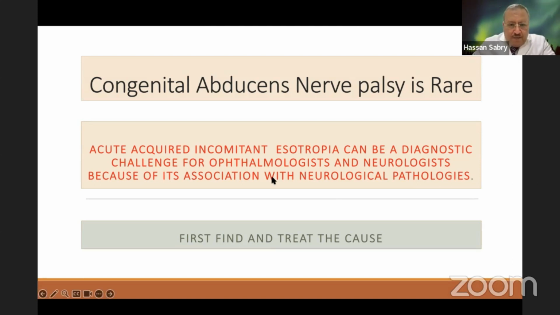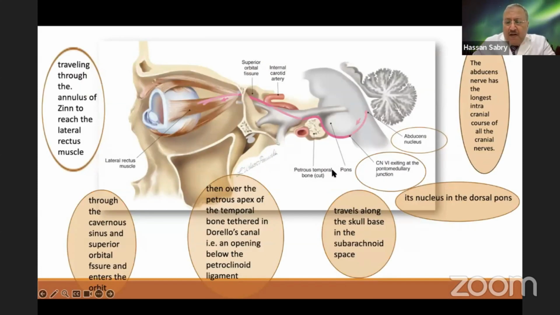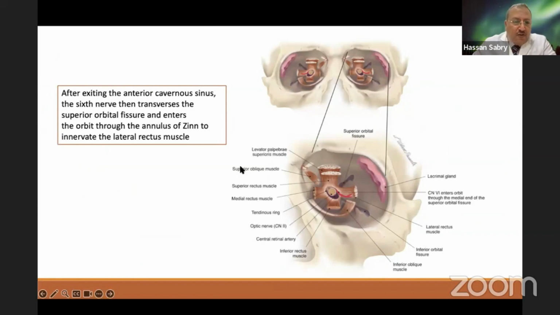I'll show here 4 cases. This slide will show the pathway of the abducens nerve from its origin at the nucleus in the pons, going out through the pontomedullary junction, over the petrous bone, through the Dorello canal, and then through the cavernous sinus, superior orbital fissure, annulus of Zinn to the muscle. It's a long way. That's why it's very susceptible to trauma and bruising, and that's why it's affected in most of the trauma cases.